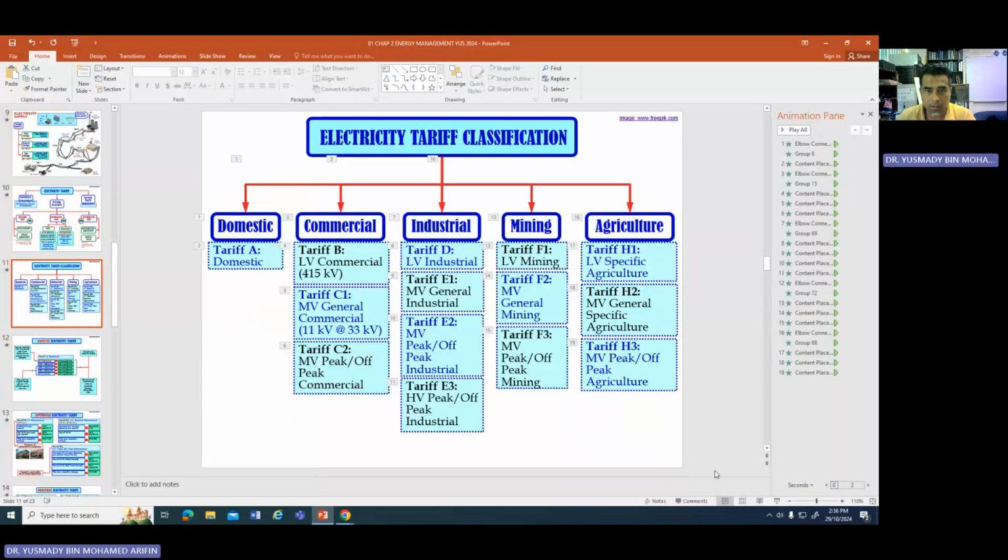Okay, just now we already discussed the electricity tariff classification. So we have 5 types of classification in terms of electricity tariff: domestic, commercial, industrial, mining, and also agriculture. So after this, we discuss a little bit, slightly in detail, the rate of the tariff for each individual classification.